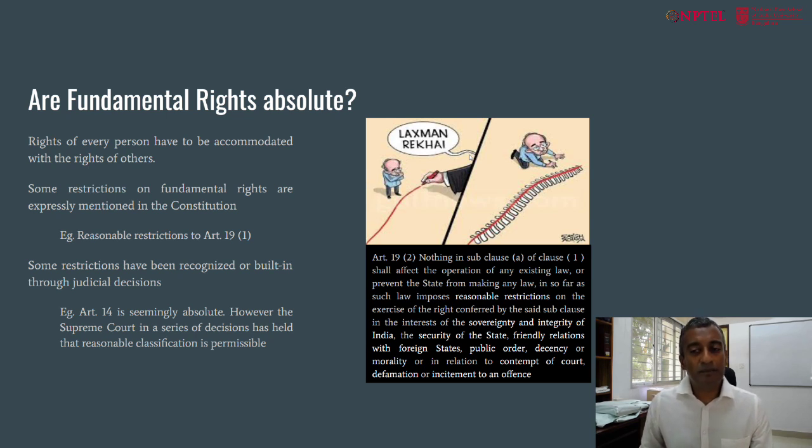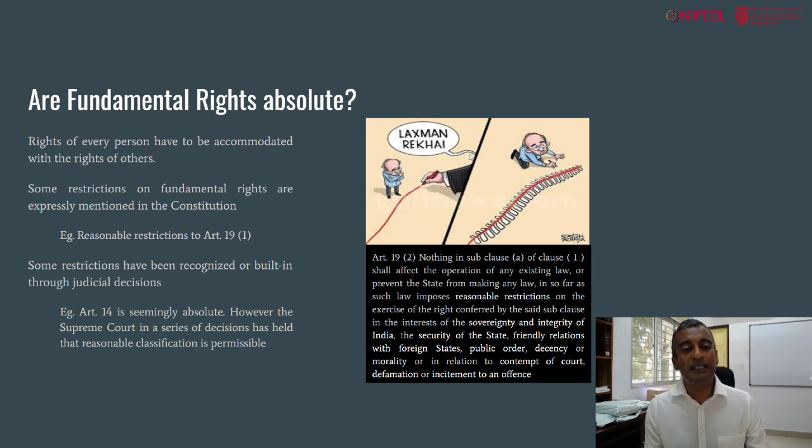Some newer constitutions, like the Canadian or the South African Constitution, have an exceptions or limitations clause where they broadly set out the circumstances under which a fundamental right may be regulated. But the Indian Constitution doesn't have such an omnibus clause.